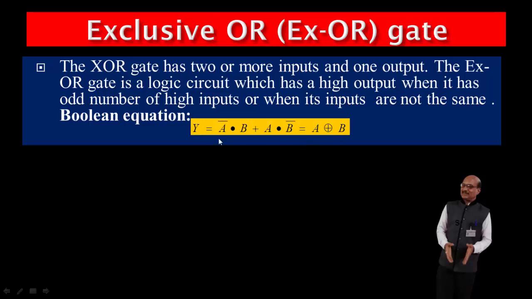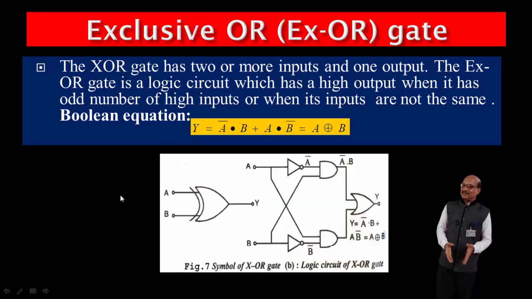So remember this. For simplicity you can read it like this: Y is equal to A complement dot B plus A dot B complement. So you can find the output by using this relation in the truth table.